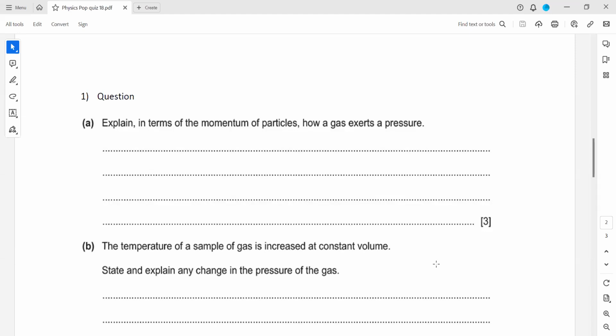terms of momentum. So what you'll mention: the gas molecules are moving randomly and they hit the wall and bounce back, and they change the momentum and exert force on a unit area. So how to write this answer? First thing, the gas molecules are moving randomly.